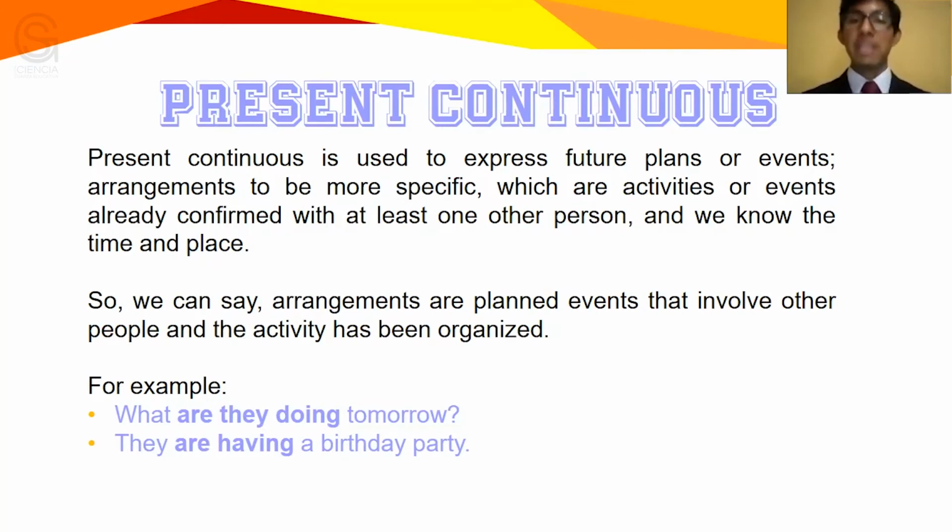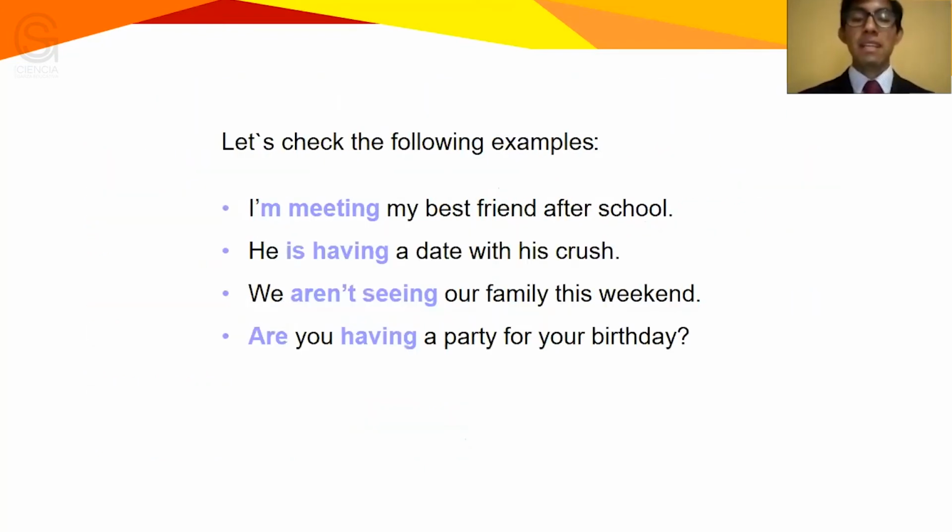So we can use present continuous to express that they are having a birthday party tomorrow. Let's check the following examples. I'm meeting my best friend after school. He is having a date with his crush. We aren't seeing our family this weekend. And are you having a party for your birthday?